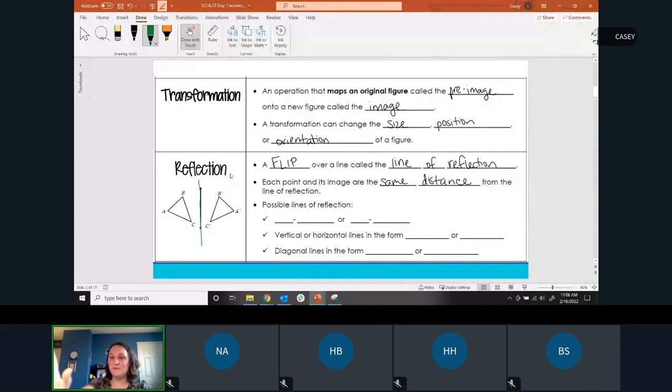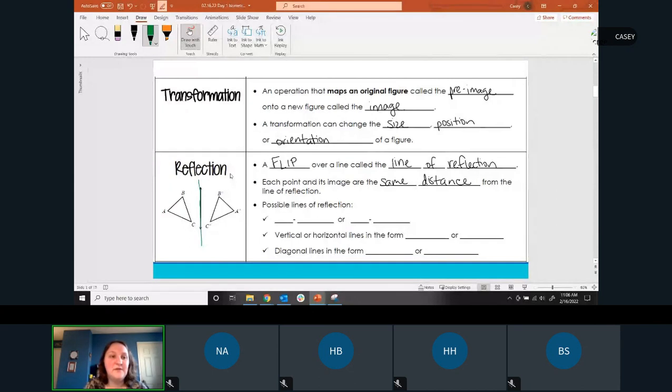If you put your hand forward, right up against the mirror, your hand moves right up against the mirror and you're giving yourself a high five. So the pre-image and the image, those points are going to be the same distance from that line of reflection.